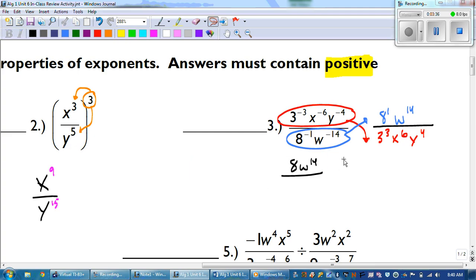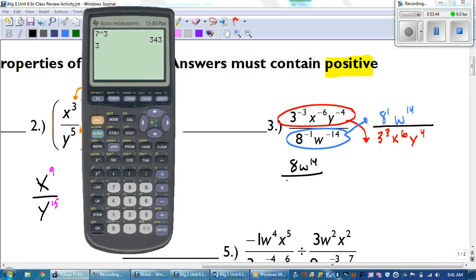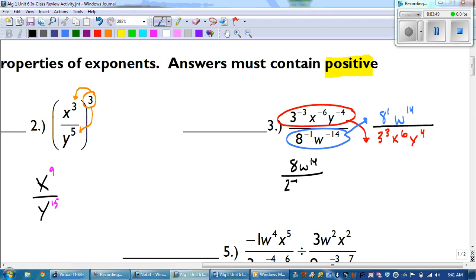I'm just going to move this over here. And then it's going to be over, what's 3 cubed? Well, 3 cubed is 3 times 3 times 3, which is 27, x to the 6th, y to the 4th. Now, do we have any of the same variables on the numerator or the denominator so we can try to cancel anything out? Nope. So our final answer is 8, w to the 14th, over 27, x to the 6th, y to the 4th.